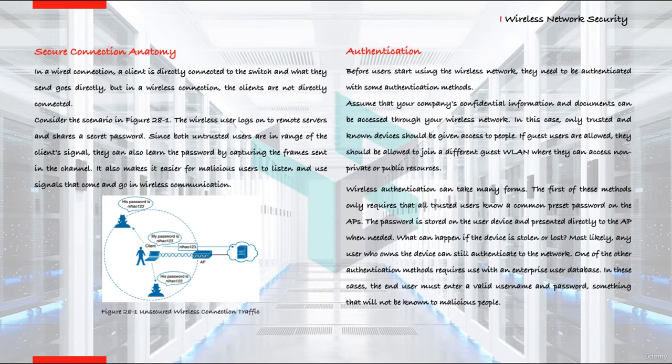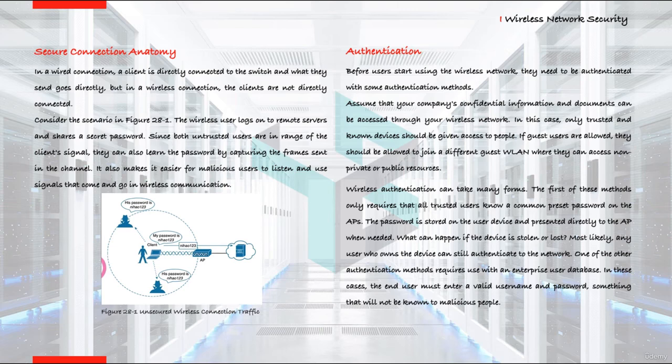Normally in our wired connections, our users are connected directly to the switch and what they send goes directly, but in our wireless connection, the users are connected to the access point and our signal goes by radio frequencies over the air. Our wireless network here may involve strangers whom we do not want and who can monitor the passwords and data we send on our network. So security is very important in our wireless networks. We do not want unwanted people on our network.